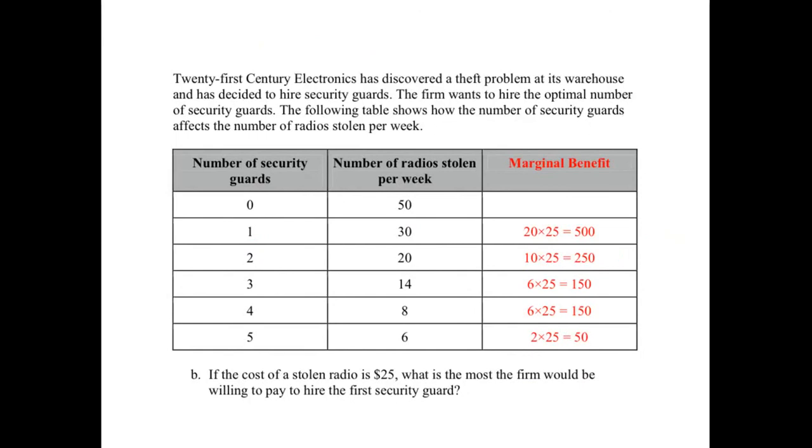One more question. If the cost of a stolen radio is $25, and that has not changed, what is the most the firm would be willing to pay to hire the first security guard? What's the most that the firm would be willing to pay security guard number 1? Well, that's going to depend on his or her marginal benefit. The first security guard is worth $500 to the firm, so what would they be willing to pay? As much as $500. What's the most they would be willing to pay? $500, because at that point, marginal benefit and marginal cost would be equal.